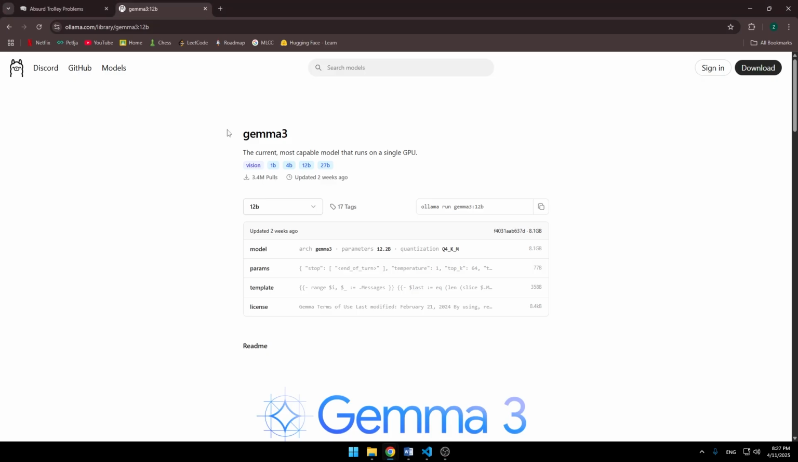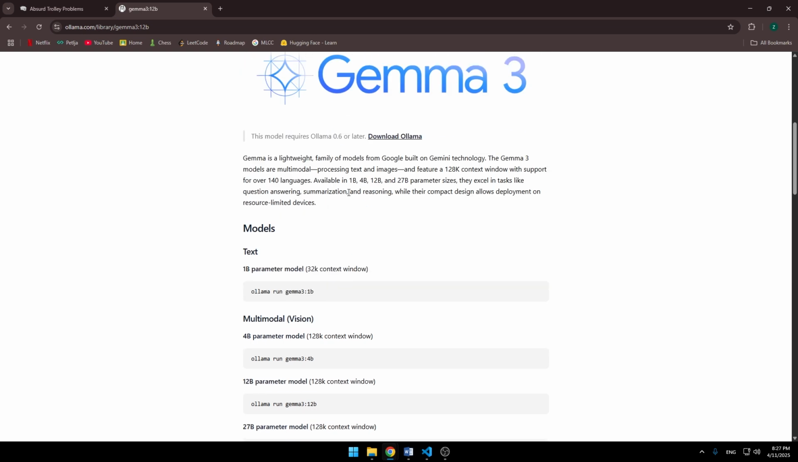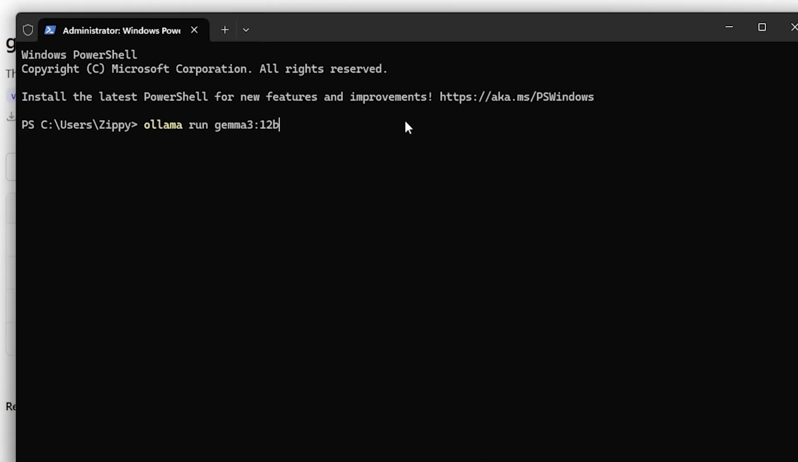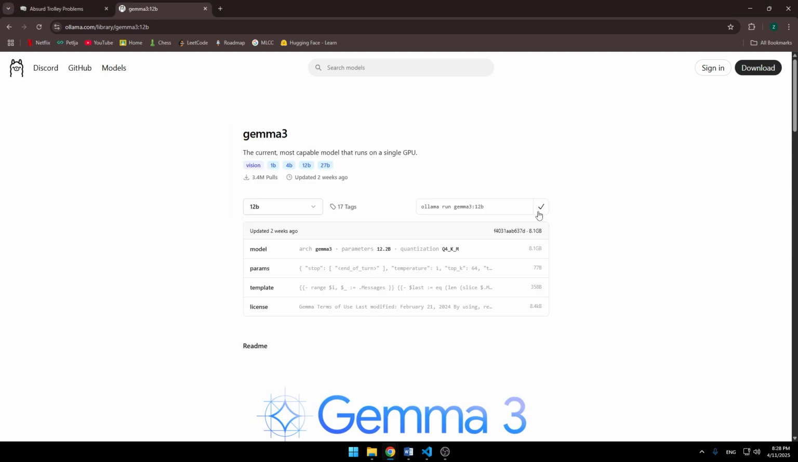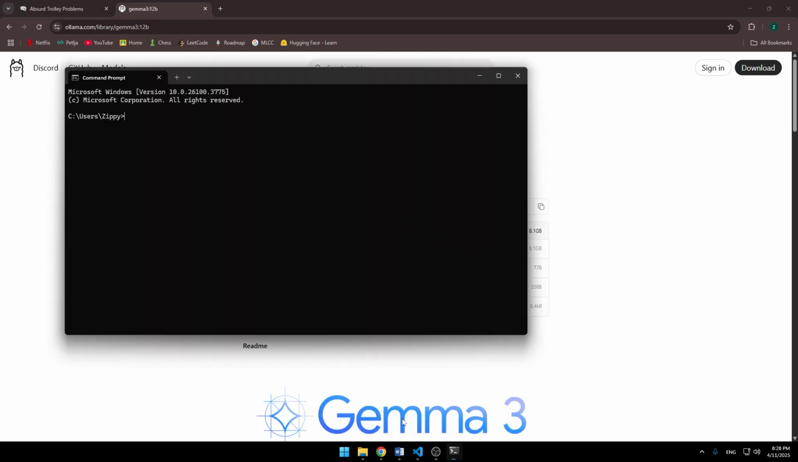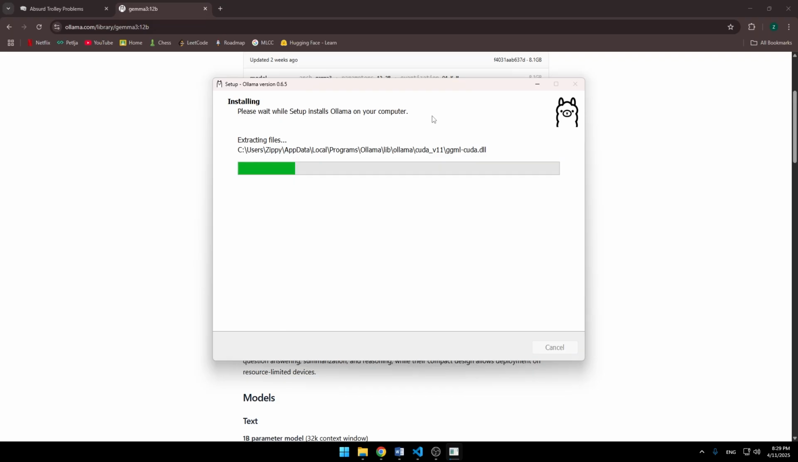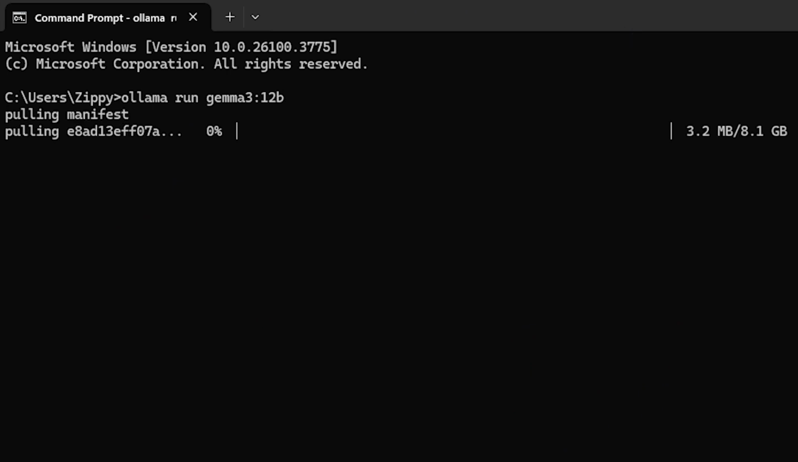The actual model I use is Gemma 3, 12 billion parameter version. The implementation was surprisingly easy. Just type ollama run and then the name of the model. And it works. Maybe I need to do it in command prompt, not the terminal. Nope. Looks like I uninstalled Ollama. So just download Ollama, then run the command, and that's it.